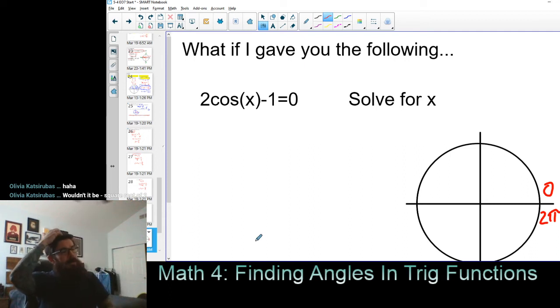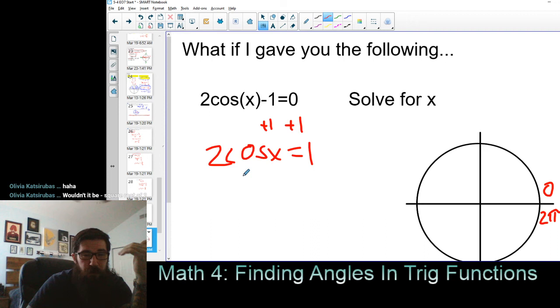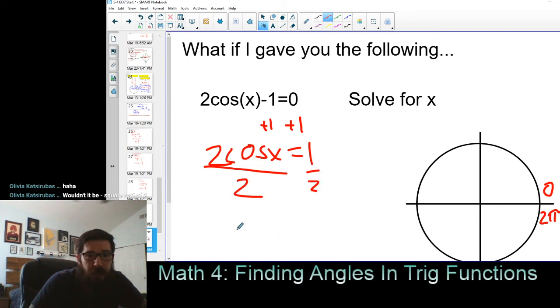So back to this question from the very beginning. If I gave you the following equation and said, solve for x between 0 and 2 pi. I'm going to add a 1 to both sides, which gives me 2 cosine of x equals 1. I'm still isolating the trig. I'm doing algebra to get just the trig function. I don't care about the thing on the inside, but on its own for now. Divide both sides by 2, which gives me cosine of x is 1/2. Ask yourself, can that happen? Can cosine of x equal 1/2?